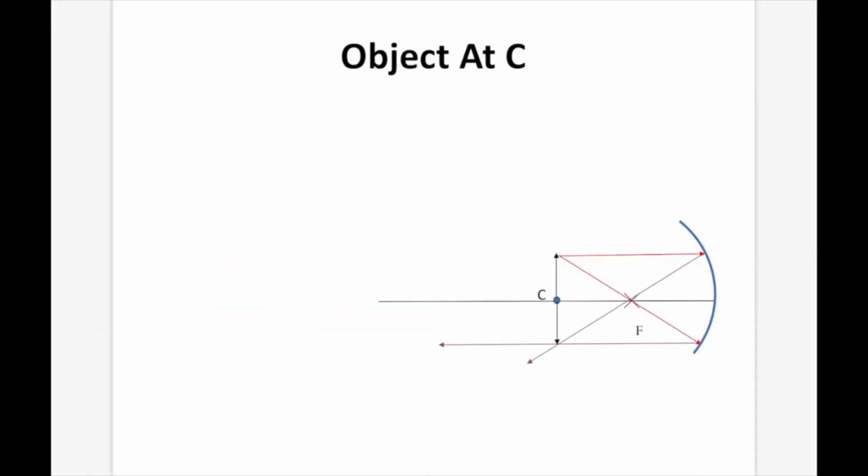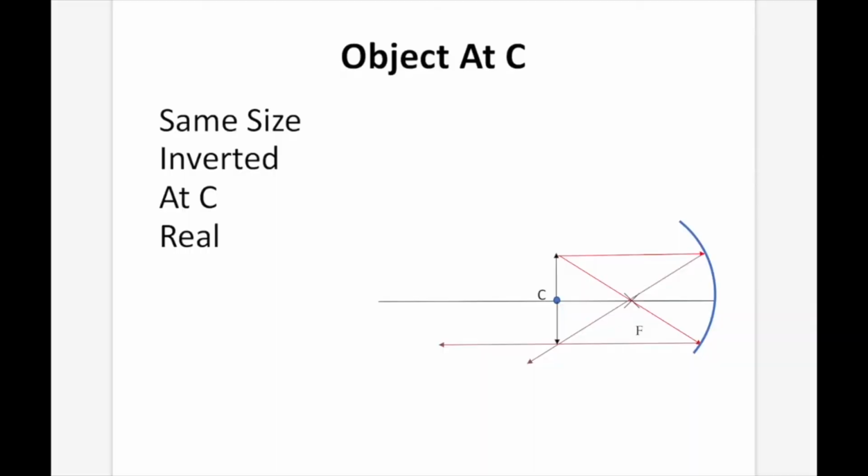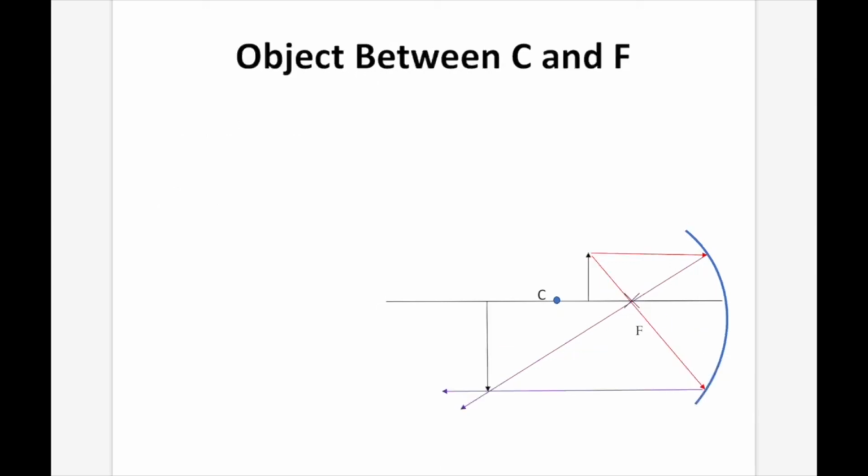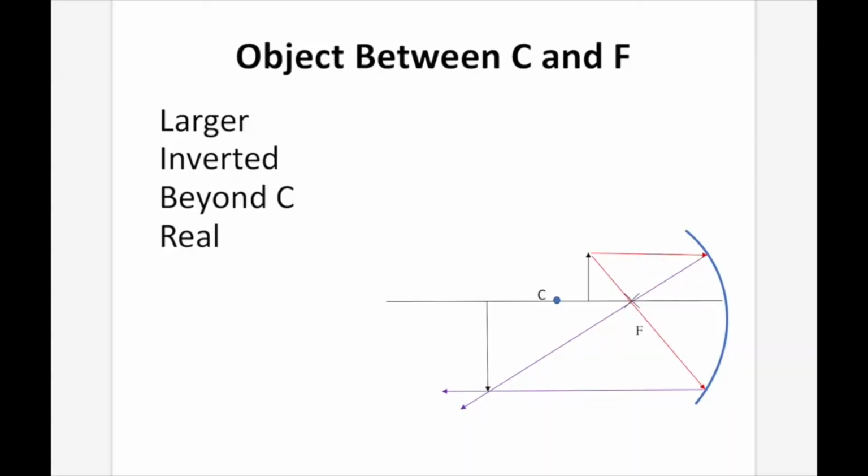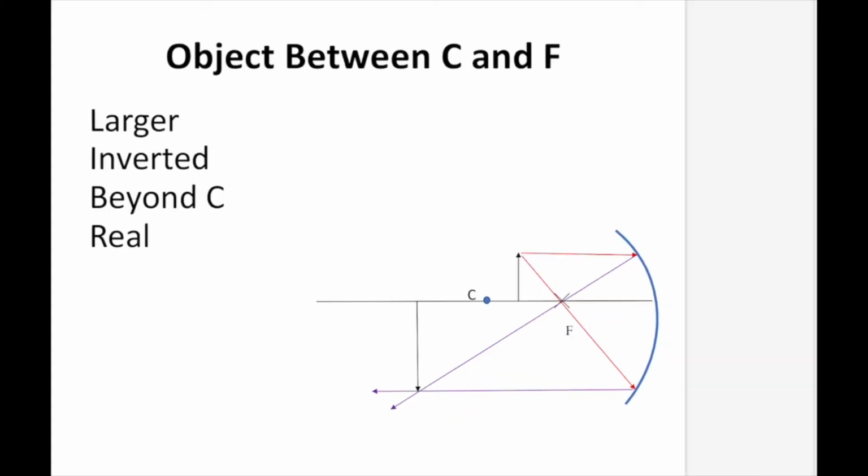How about when the object is at C? When the object's at C, it's going to be the same size, it's inverted, it's at C, and it's real. How do we know it's real? It's real because there are real light rays making up the image. They're actual rays that are bouncing off the mirror and creating that image. Object between C and F. We get a larger, inverted, beyond C, real image.